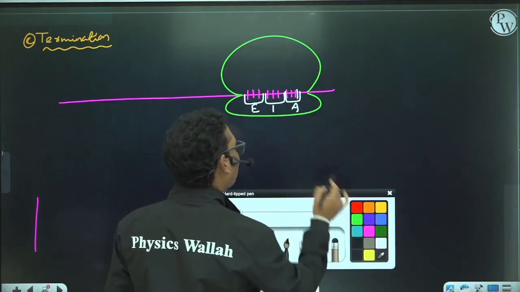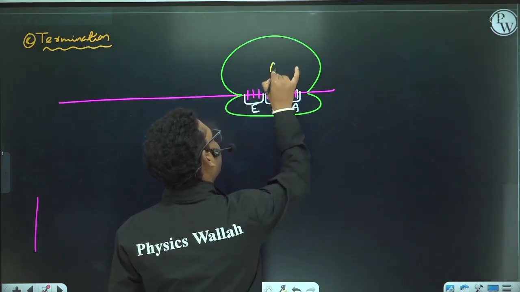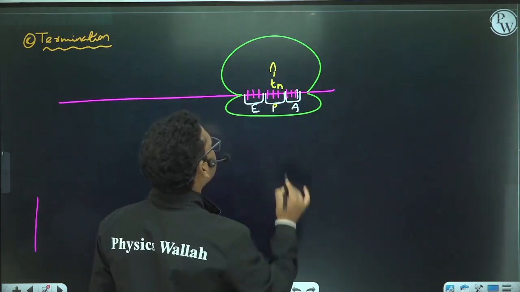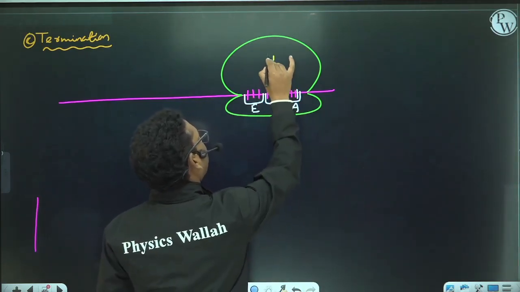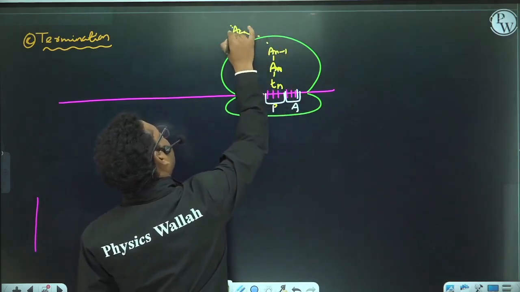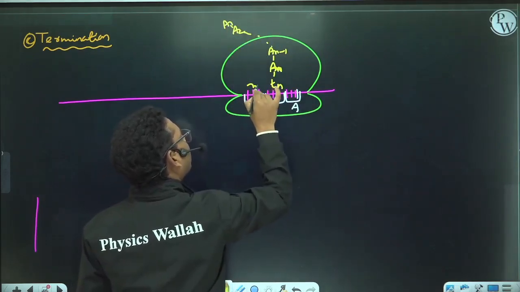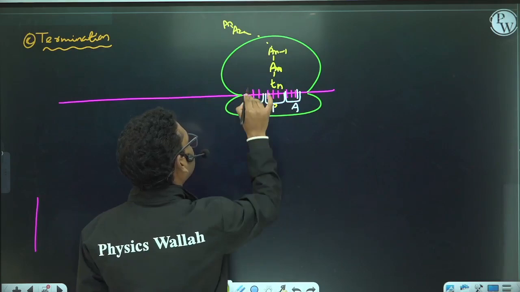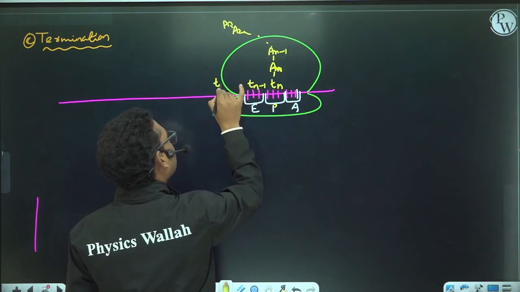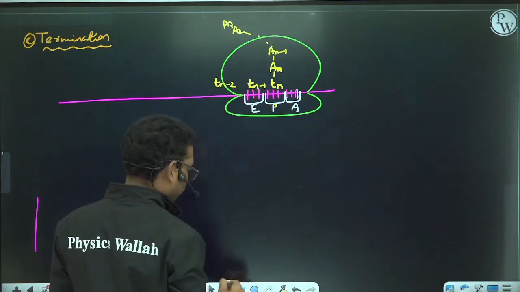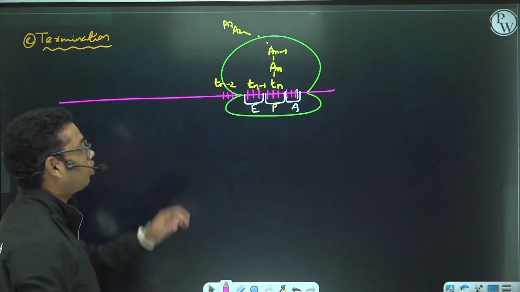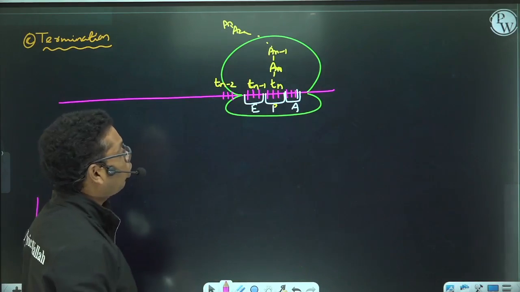And here I have tRNA n, amino acid n, amino acid n minus 1, like this, amino acid 2, amino acid 1. Here Tn minus 1, and here Tn minus 2 will be present, right, at the exit side. So sorry, just before the exit side.